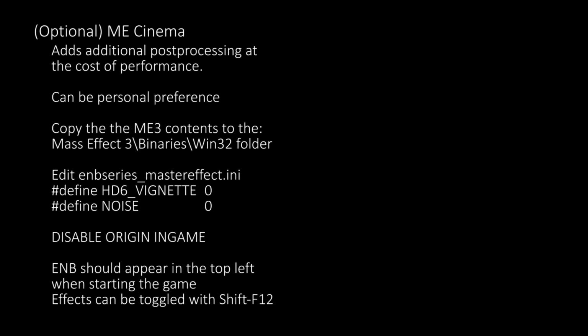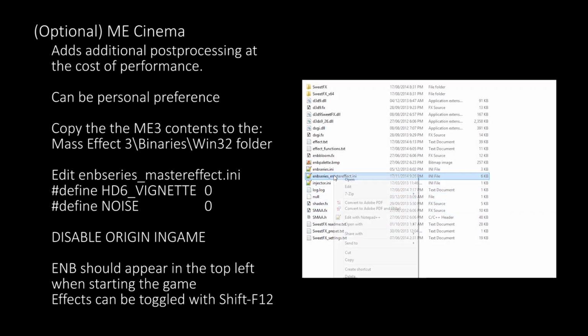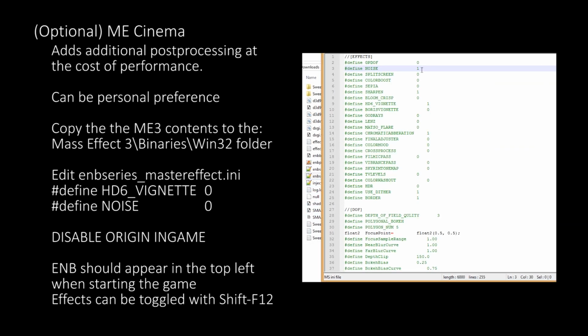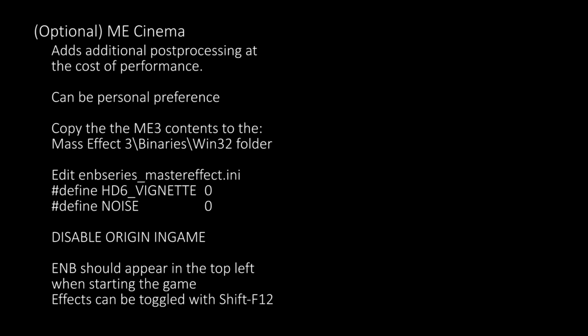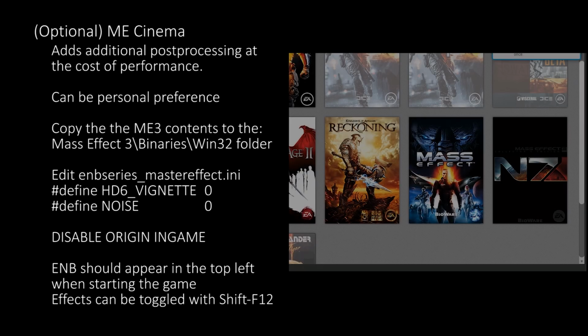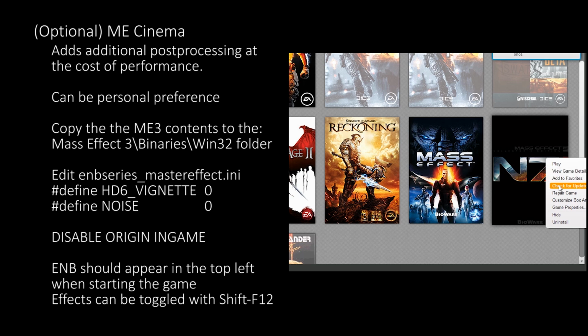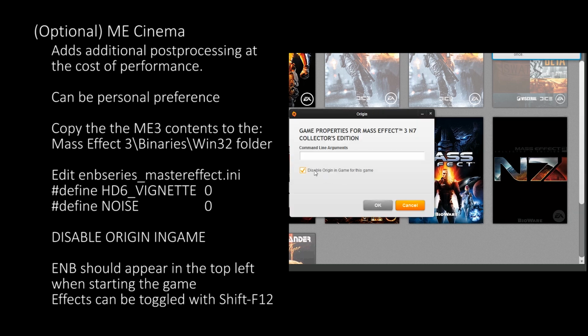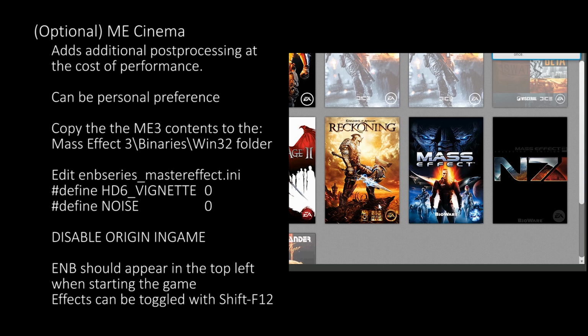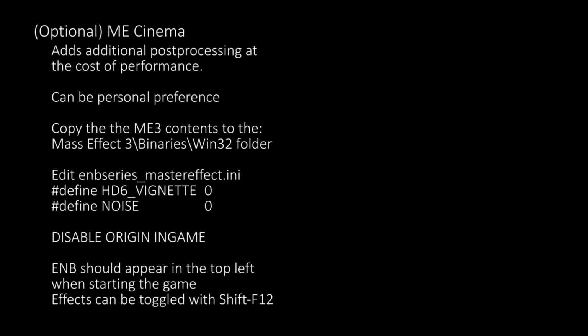The next recommended change is to open the enb_mastereffects.ini file and change the two values below to 0. This removes the letterboxing and the noise effect from the ENB. You will also need to disable the in-game overlay. To do this, right-click Mass Effect 3 in the Origin client, then click Game Properties, then check the Disable checkbox. When starting the game, ENB should now appear in the top left corner. The effects can be toggled using Shift and F12.